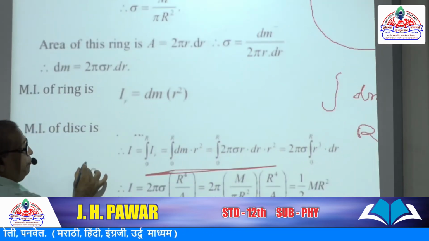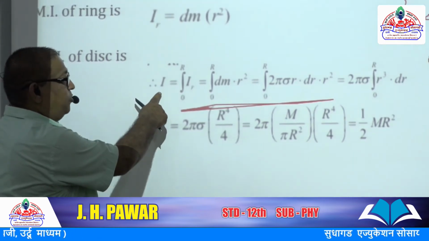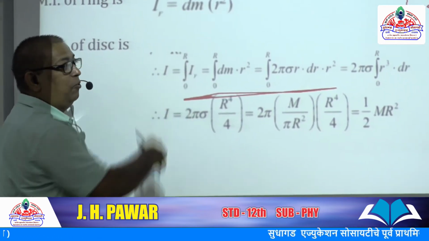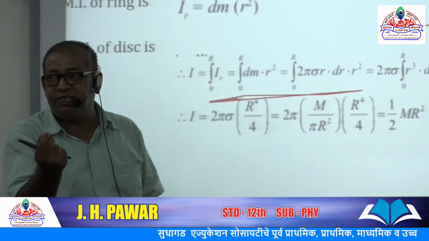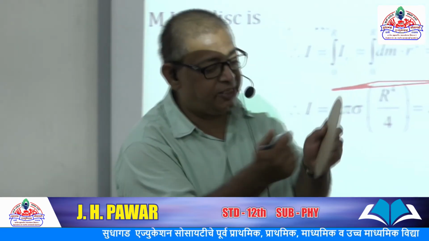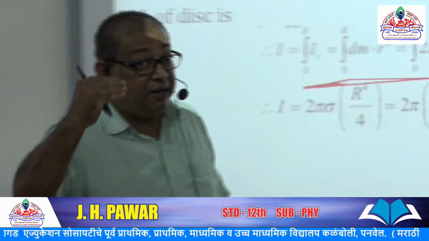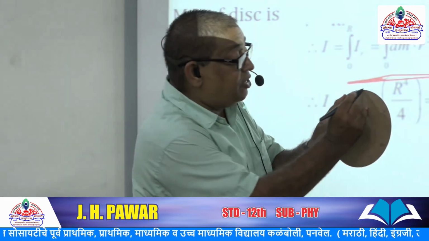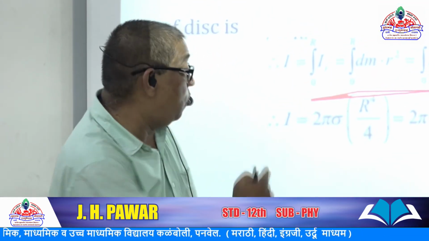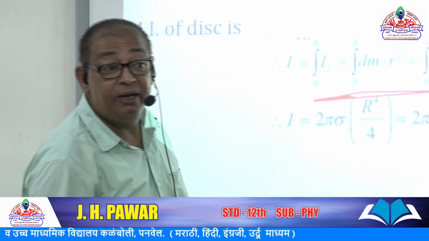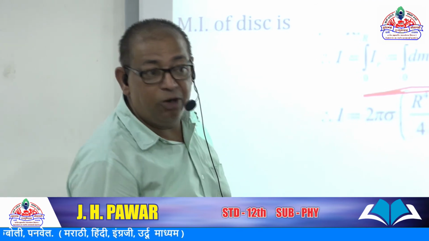Look at the thing. Here I can be taken as I equals integration of dI. What are the limits of the integration? The smallest ring is closest to the axis of rotation, that means at zero distance. But the largest radius ring is at the rim. So what are the limits of the integration? 0 to R.